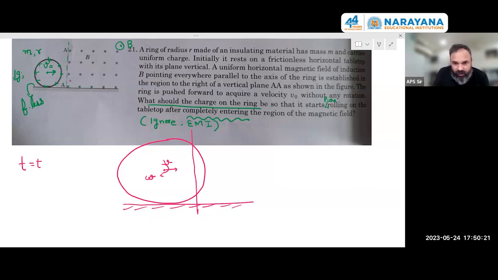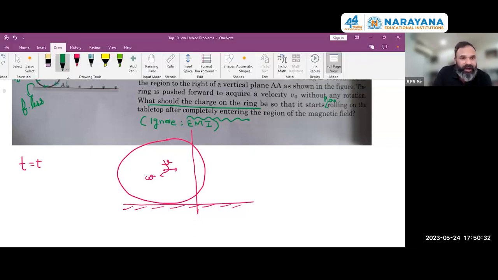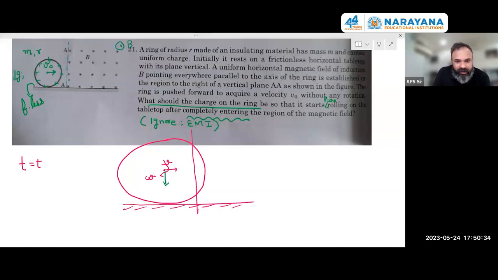This portion of my ring is inside the magnetic field. So definitely because of v and omega, everybody is feeling some force. So let me show the forces acting on this ring. There is mg which is acting. There is a normal reaction which will act. Now the important thing, friction is not there.